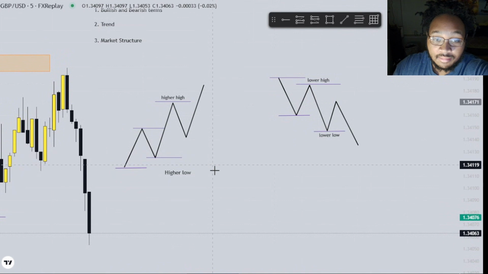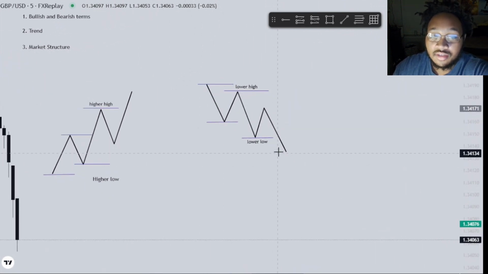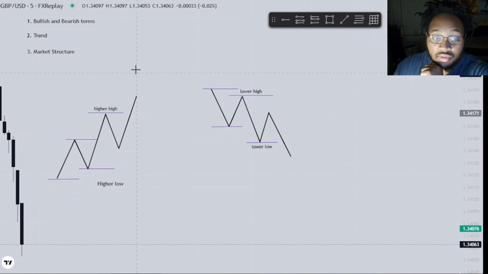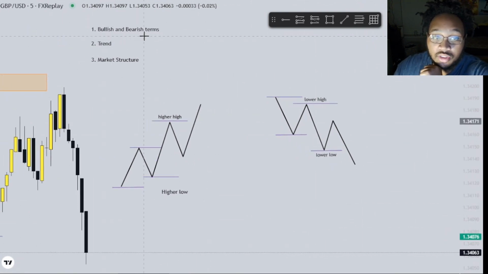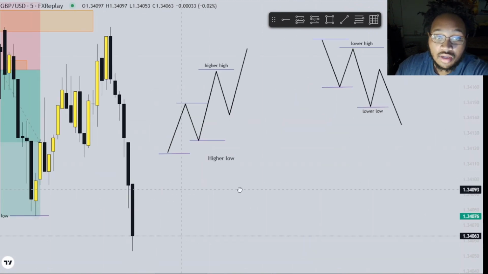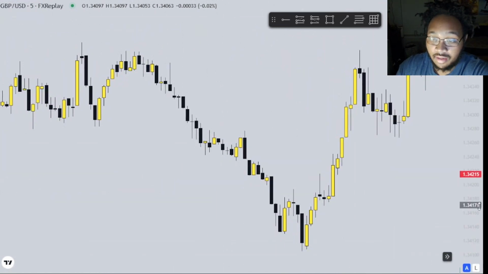So like I said, bullish trend or uptrend is made from higher lows and higher highs being made in the market. Bearish trend or downtrend is made from lower highs and lower lows made in the market. Just like I showed you with the candles for the bullish and bearish terms, I'm going to show you an example of the bullish trend and the bearish trend. We're going to use previous price action and try to get away from what I have right here.